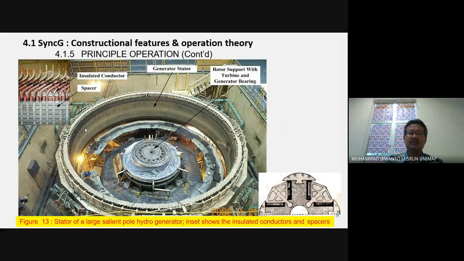Same like this one. It is for the large salient pole hydro generator, because we can see here the diameter is big, and this is also a salient pole rotor generator. Okay, it's enough here.